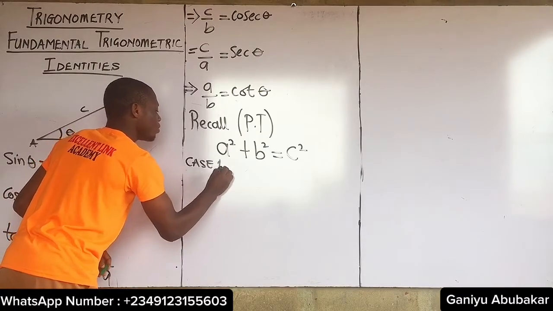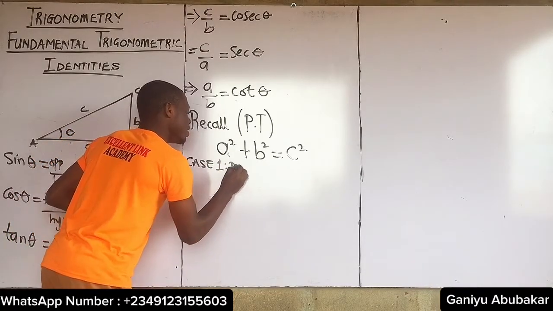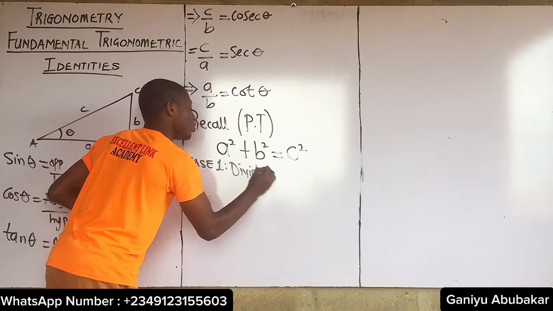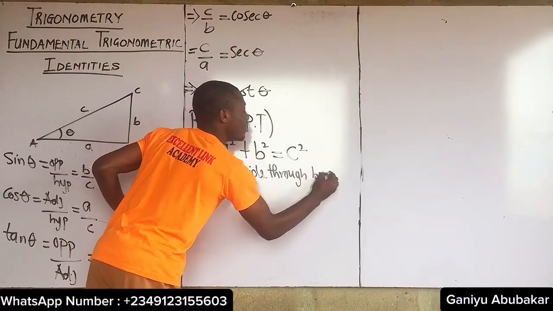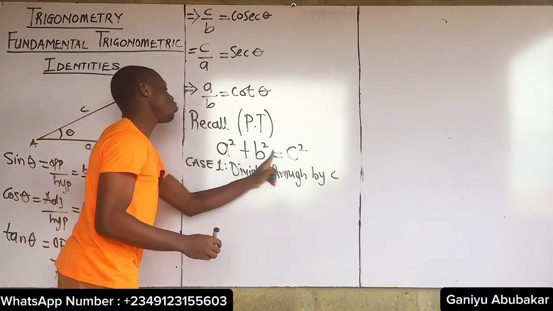For case 1, divide through by C. So I'll divide through this one by C.